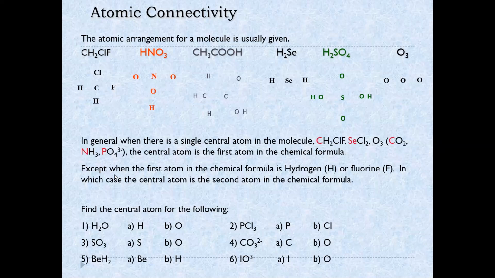But there's an exception, except when the first atom in the chemical formula is hydrogen. So like you have H2SO4, hydrogen can never be the central atom. In this case, like in H2SO4, you can't follow this rule and say hydrogen is the central atom because it's the first atom in the chemical formula. So like I said, for every rule, there is always an exception. And the exception is when hydrogen or fluorine is the first atom in the formula, it will never be the central atom. So now find the central atom.